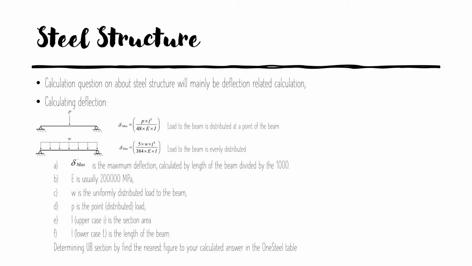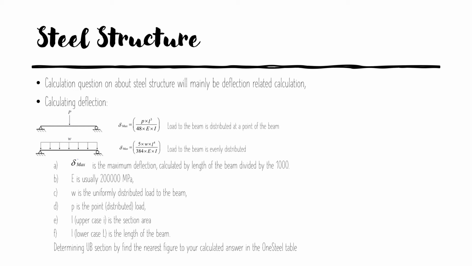Moving on to the next part of our session today, steel structure. The calculation questions on steel structure will mainly be deflection-related calculations. For the calculation of deflections, we have two formulas. One formula is used when the load on the beam is applied at a point of the beam. It's also known as point load. The other formula will be used when the load on the beam is evenly or uniformly distributed.